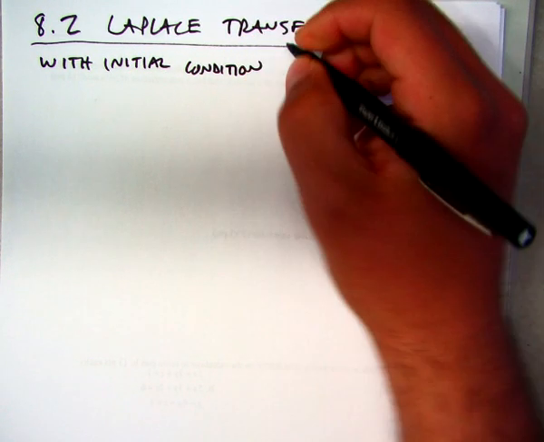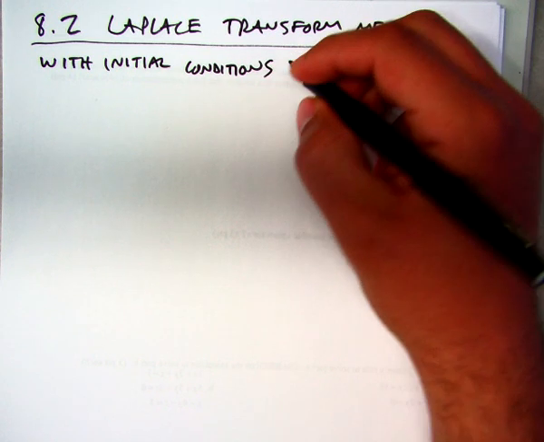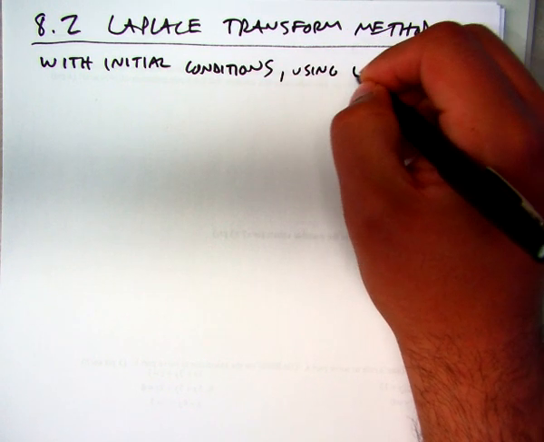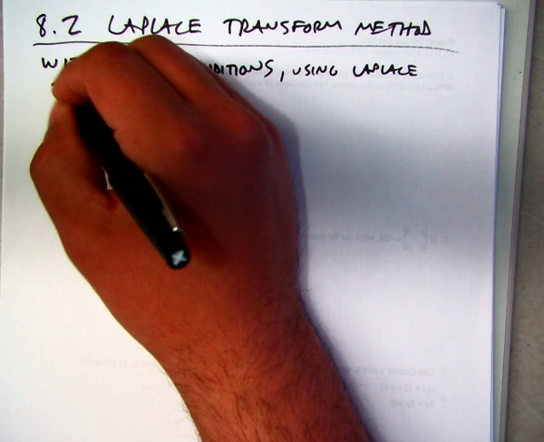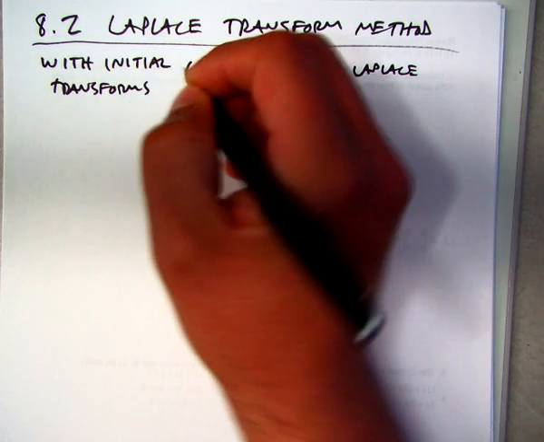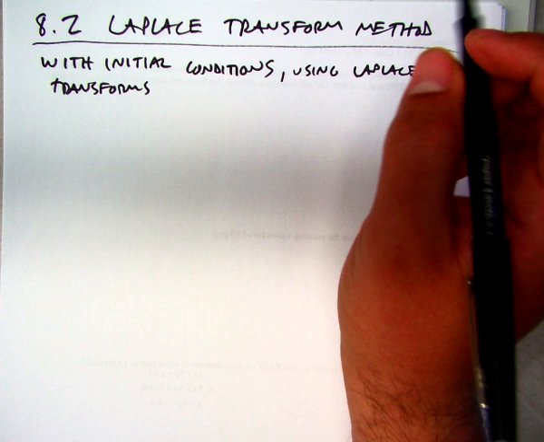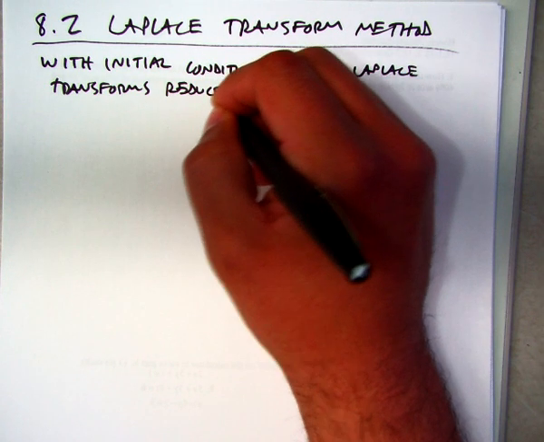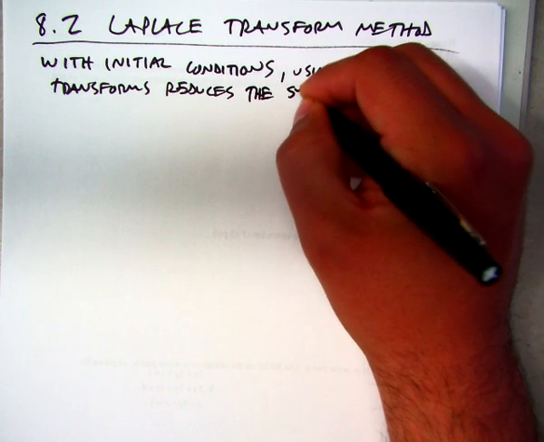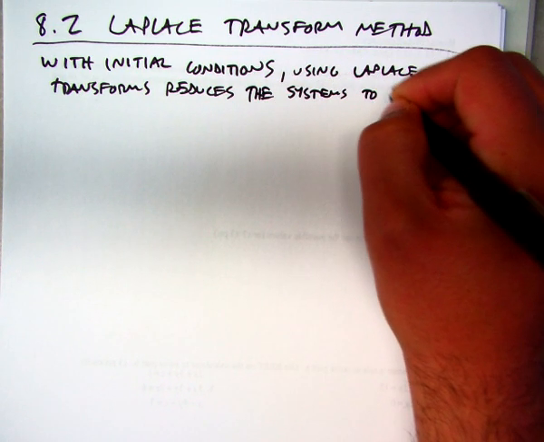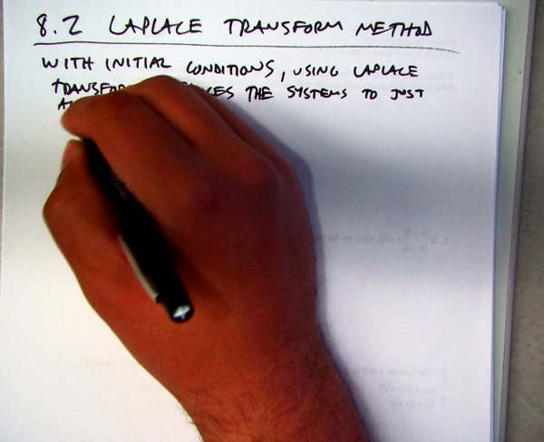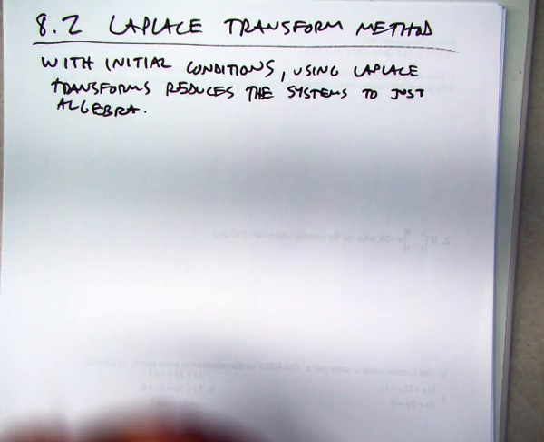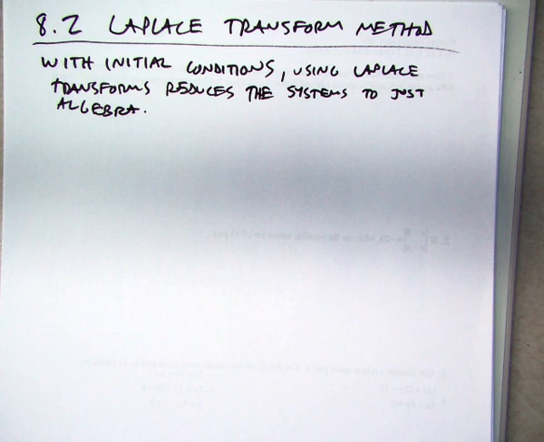So when we have initial conditions for these systems, using Laplace transforms reduces the systems to basically just algebra. So I'm basically going to go through one example, and then I'm just going to have you guys try a couple. Pretty easy section today.